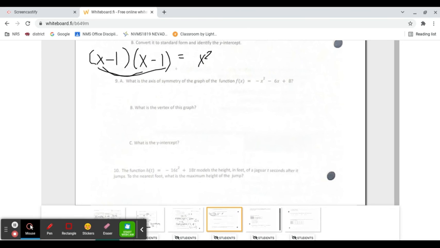X times -1 is -1x. -1 times x is -1x. And -1 times -1 is +1. But don't forget, at the end of that equation, we had a -4, so I'm going to tack that on too. Now I just need to combine like terms. I'm going to write it down here. It'll be x squared, -1x and -1x together is -2x. And then that would be -3.